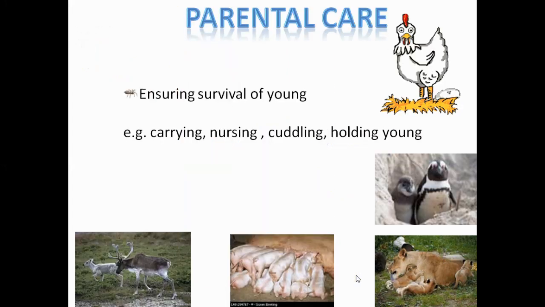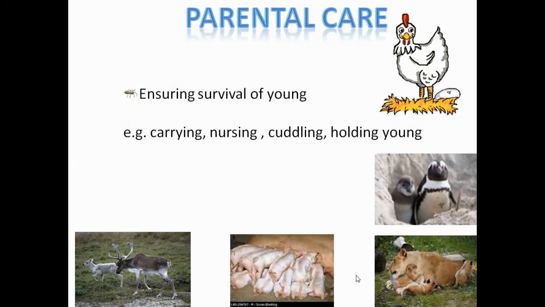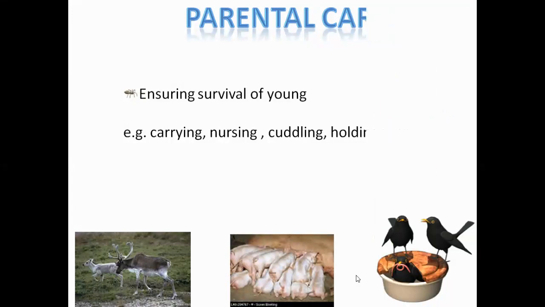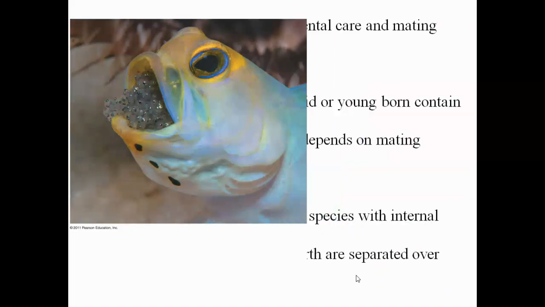And next one is parental care. Parental care is ensuring the survival of young ones. So parents carry, nurse, cuddle, and hold young ones. This is one type of fish. These fishes can hold their eggs in their mouth. Only after hatching, they are going to eat their food.